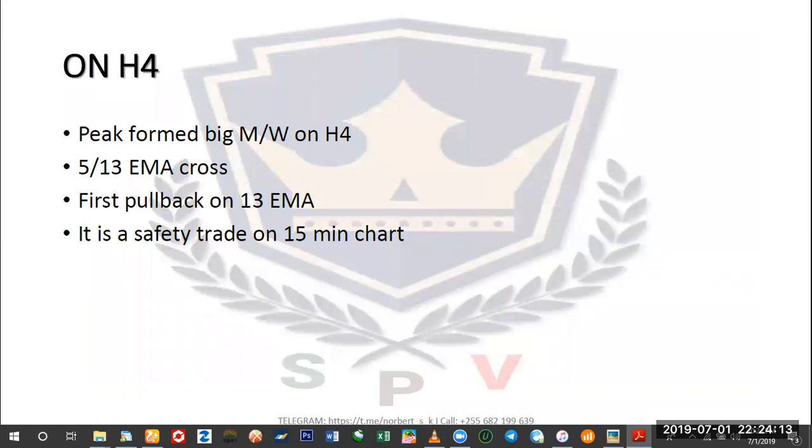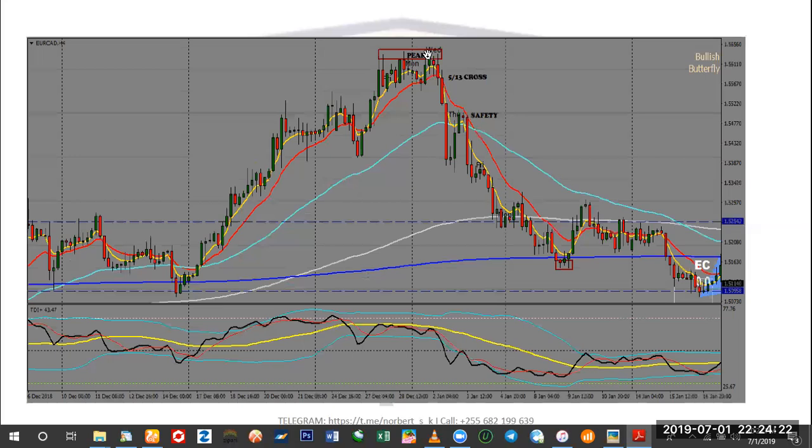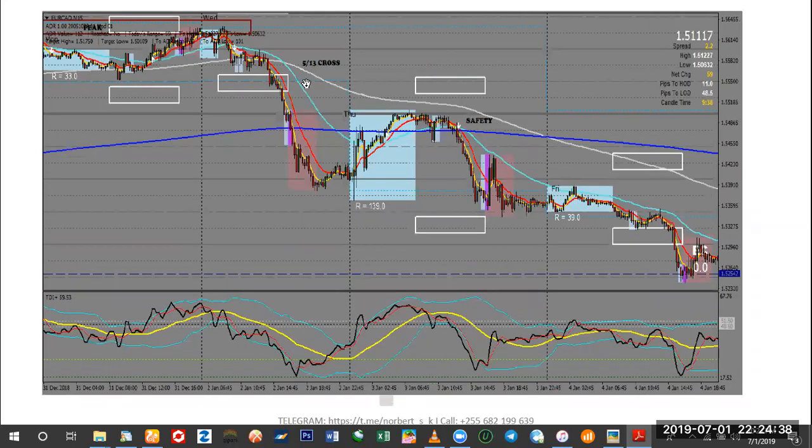So how can you anticipate a safety trade before it happens? You see your peak, you go to the hour 4 time frame. This is the peak here. On hour 1, you find this peak is a very good peak, and the dealer has moved away from the peak. There is the 5 and 13 crossover. The 5 and 13 crossover on the hour 4 time frame would be the 50 and 200 crossover on the 15 minutes time frame.